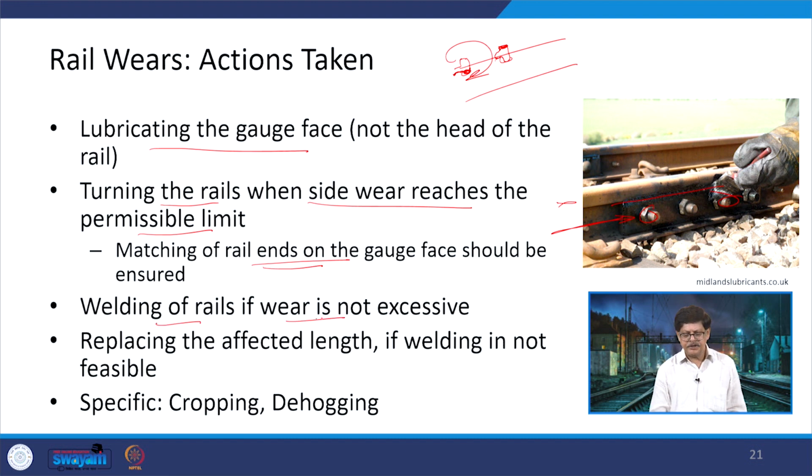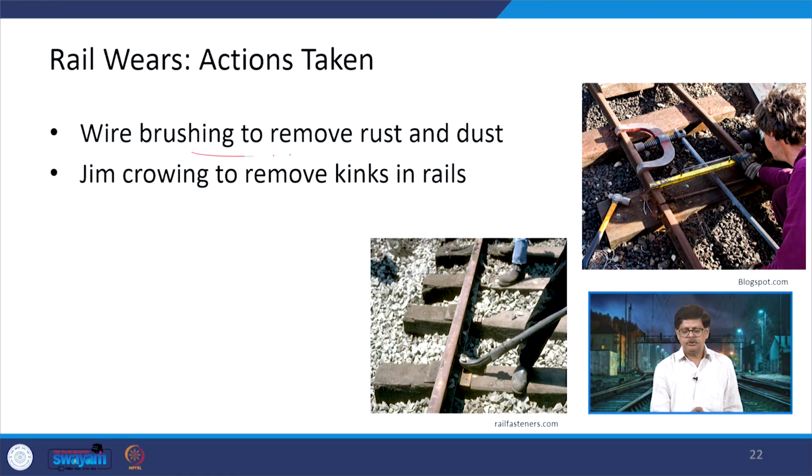Welding of rails: if the wear is not excessive, within or near the permissible limits, it is fine. But if it is more than that and welding is not possible, then we have to replace the affected area. Such specific conditions, which we have discussed previously, were related to the battered rails or the hogged rails, where we went for dehogging and even cropped the sections for a length of around 6 meters and replaced them by another new rail section, and then the welding and the joining have been done. Then wire brushing to remove the rust and the dust is another thing.